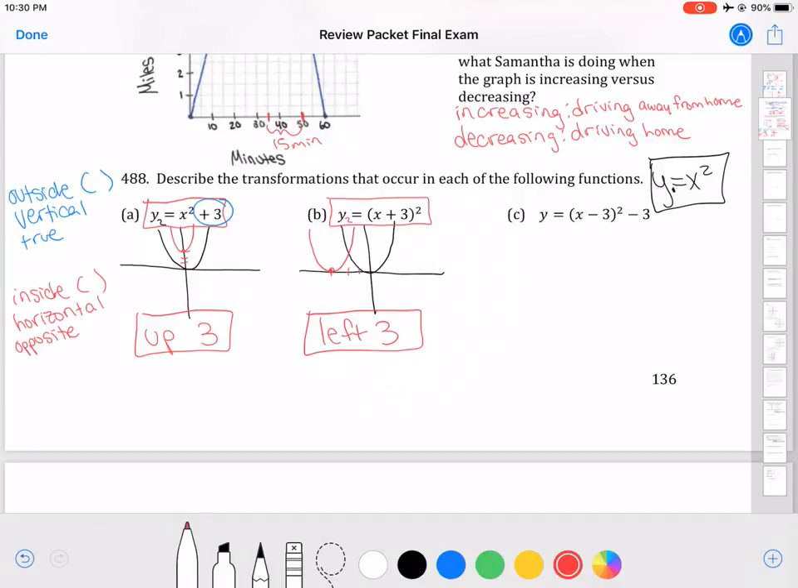If I want to use my rules that I wrote over here on the left side of the margin, I look at this plus 3, and I notice it's inside of the parentheses. If it's inside the parentheses, that means it's a horizontal change, so left or right, and it's the opposite of what you would think. So when I see a plus 3, I think it's moving over to the right because that's the positive direction. But it's the opposite of what I would think because it's inside of the parentheses, telling me that it's going to move on over to the left.